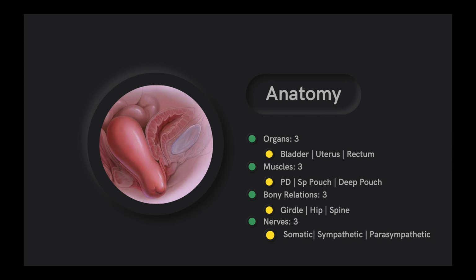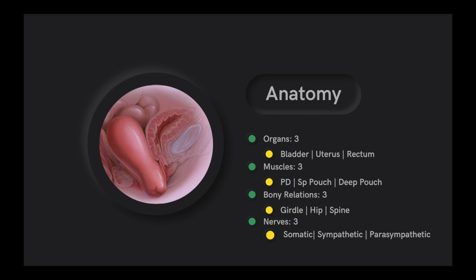The topmost layer is the pelvic diaphragm, then comes the deep pouch and muscles in it, and the third one is the superficial pouch with its three groups of muscles in it. Bony relations, again it has three. The important pelvic girdle, which is the bony pelvis, is in relation with hip bones on both the sides, and in the midline, if we go cranially, there is the vertebral column or the spine.